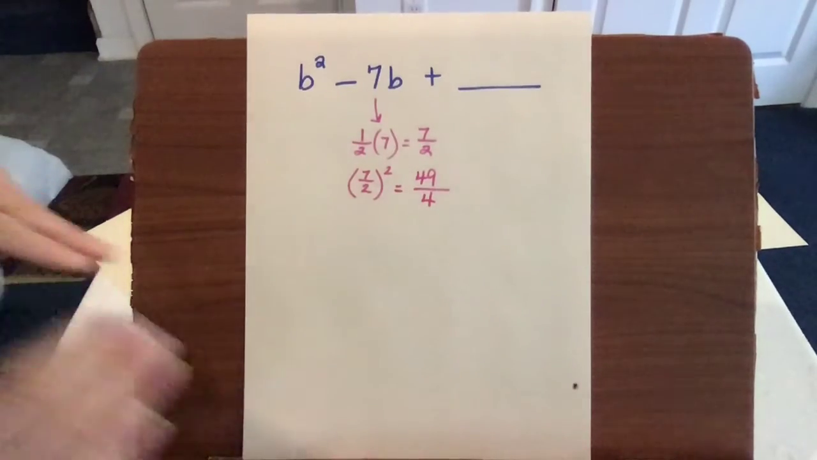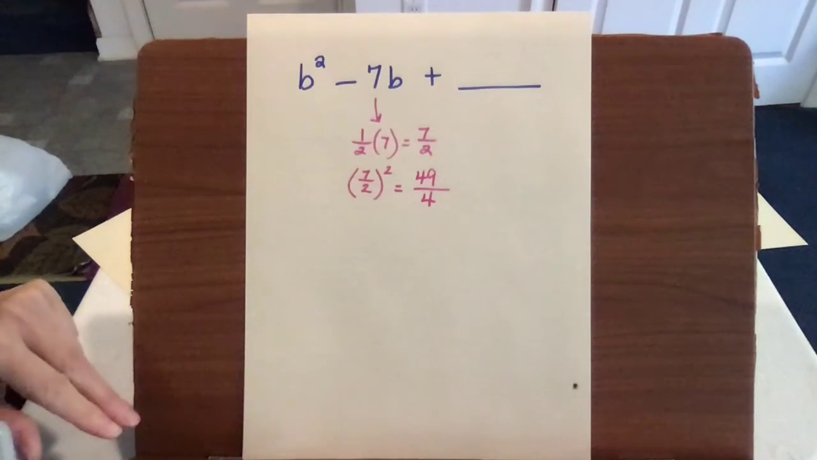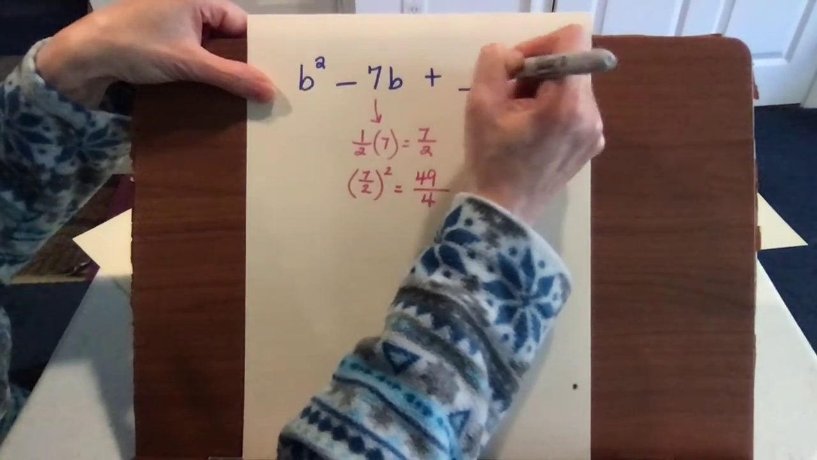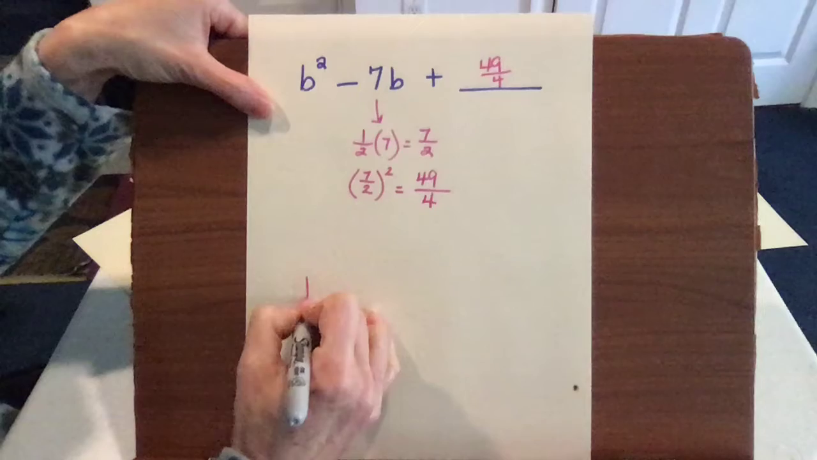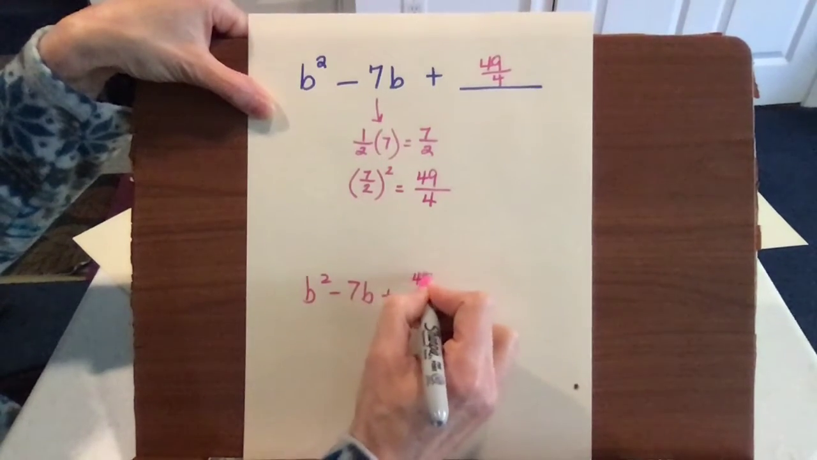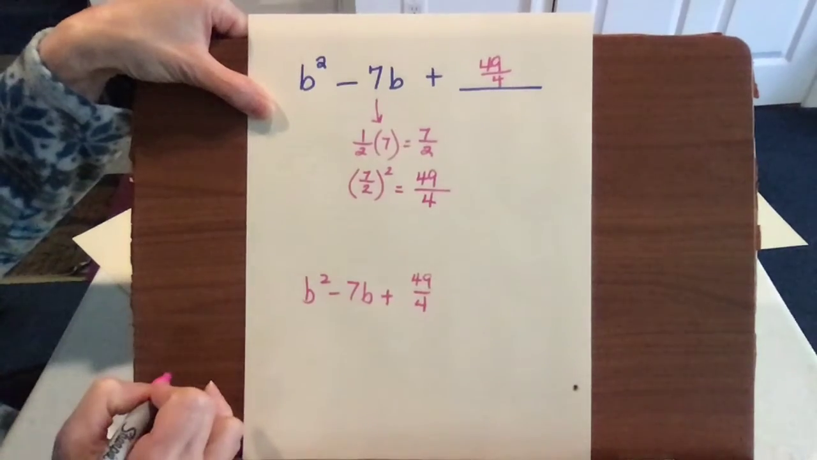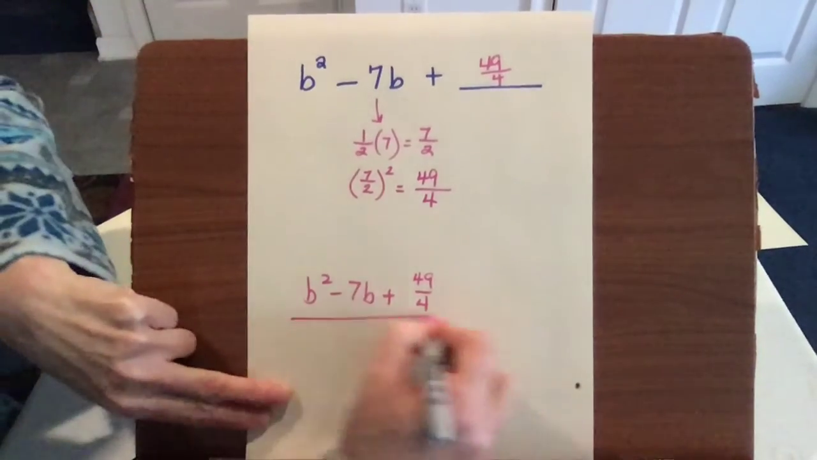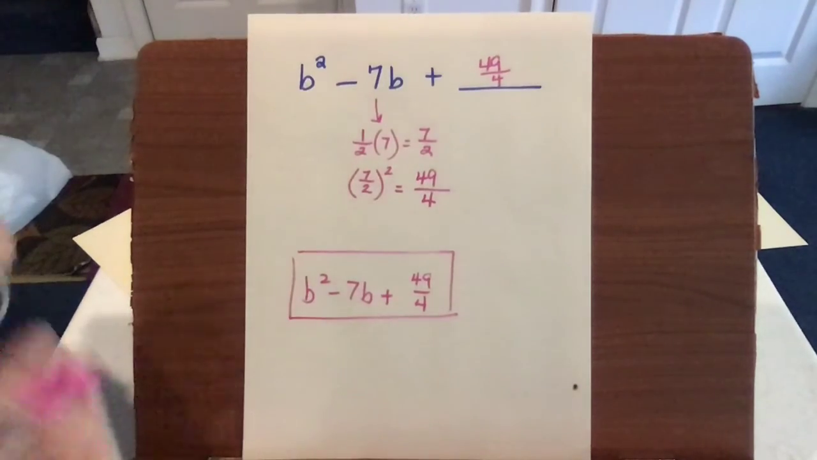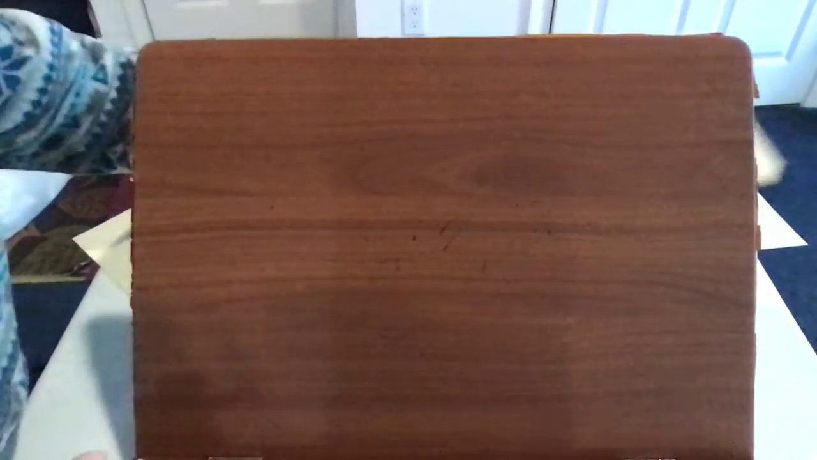And you can leave your answer like this. You do not have to write it as a decimal. And you can add 49 over 4. So b squared minus 7b plus 49 over 4, as odd as it looks, is our completed square. That's it. So we want to get away from being afraid of fractions because actually they come in pretty handy.